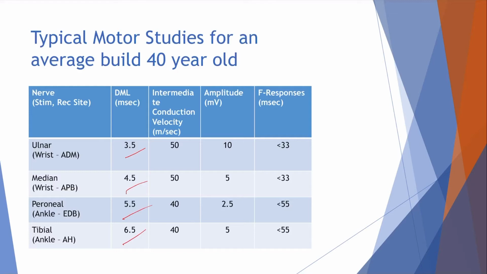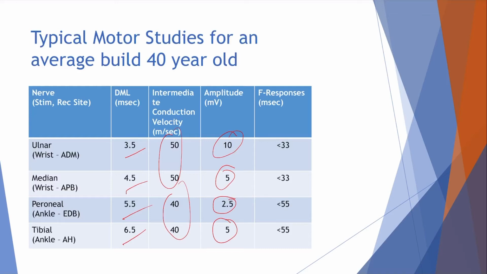Upper limb conduction velocities, again about 50 meters per second, 40 meters per second for the lower limb. And then for the amplitudes, one would expect for the ulna roughly about 10 millivolts, so it's 1,000th of a volt, 5 millivolts for the median APB. So that's about half of that. For the tibial AH, we would expect at least 5 millivolts, and for the peroneal EDB, about 2.5 millivolts.